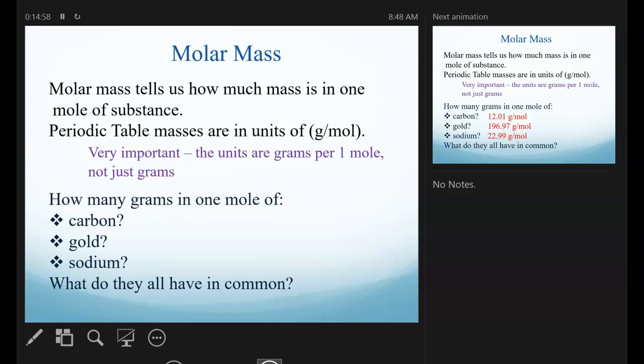Wait, so wouldn't it just be 12 grams per mole? Yeah. So what's the difference between grams per mole and grams per centimeters cubed? Because before, centimeter cube is volume. That's density. This is per mole.